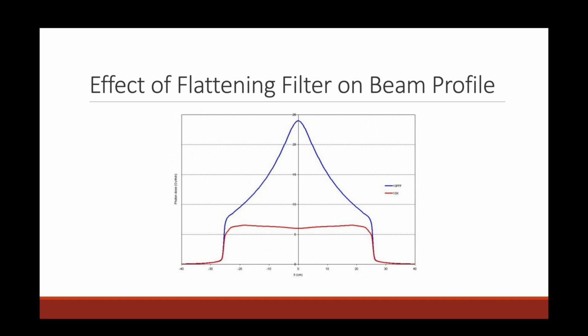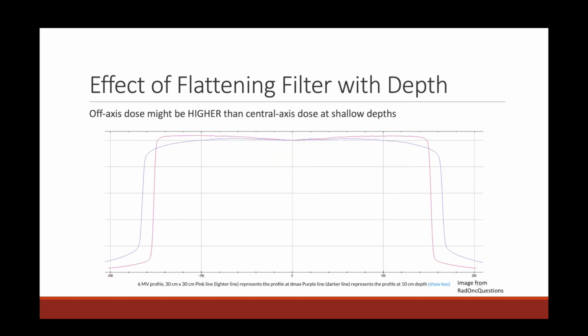The flattening filter free beam has a much higher peak, but because of its lower lows, it actually results in a lower average energy. The effect of a flattening filter actually varies a little bit with depth. At the shallowest depths, the off-axis dose, the dose at the edges of the profile, can actually be higher than the central axis dose, creating a sort of horn-like effect. In the central axis, the dose is a little bit lower and it seems to taper in. So it almost looks like horns. And that's a pretty classic kind of profile for a flattened beam.